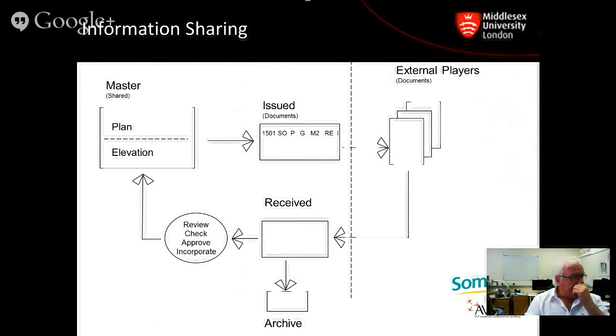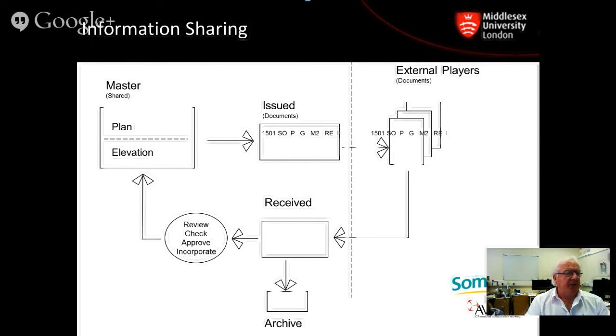And here we've got a very simplified implementation of BS 1192 that we got them to use. There's a master set of drawings, plans, elevations and sections on the left-hand side. Summerfield issue something to the external players when there's a new project. So 1501 is the shop number, SO is Summerfield, P for plan, G for ground, 2D, refrigeration engineer, RE, and I for information is put out there to the external player.